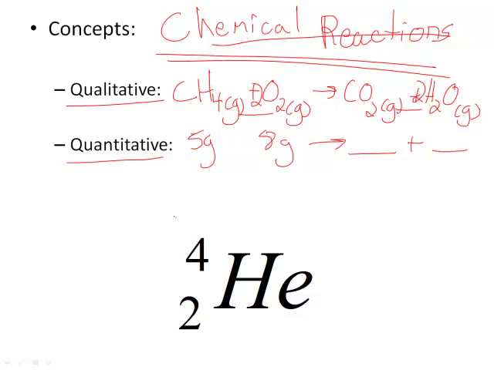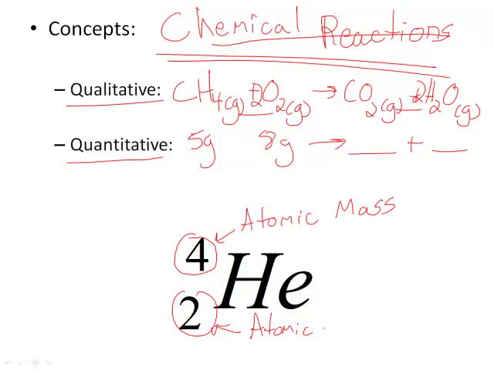So to do the quantitative math that relates to this part of chemistry, we have to look on the periodic table and find the atomic mass. This is the atomic mass, and the atomic number right there. So mostly we'll be dealing with the atomic mass. We also will call that another thing, which I'll show in another slide. But basically, those are the two things we'll need.